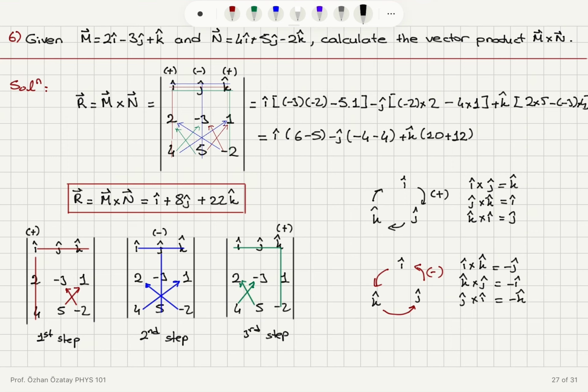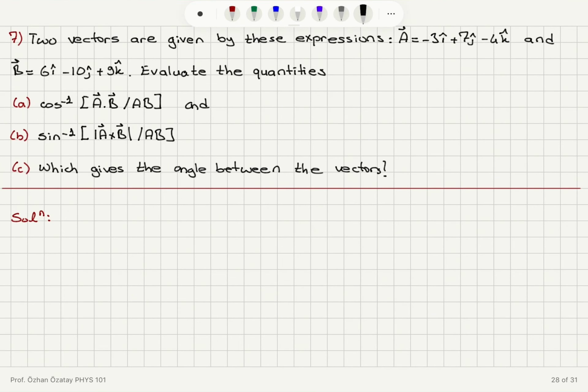Okay, now let's move on to another example. Two vectors are given by these expressions. A is equal to minus 3i hat plus 7j hat minus 4k hat, and B is 6i hat minus 10j hat plus 9k hat. Evaluate the quantities: cosine inverse of the dot product of A and B divided by the product of the magnitudes, and sine inverse of the magnitude of A cross B divided by the product of the magnitudes. Part C asks which gives the angle between the two vectors. So let's start with part A.